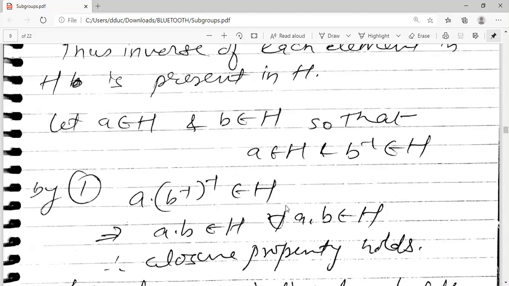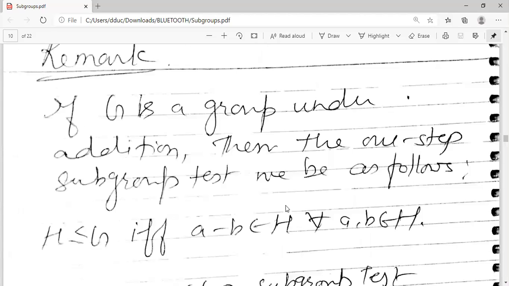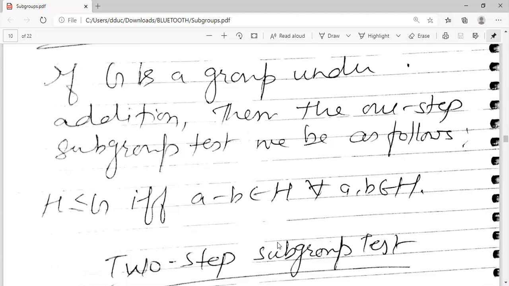Let us see that remark again. If G is a group under addition, then the one-step subgroup test will be like this. H is a subgroup of G if and only if A minus B belongs to H for every A, B belongs to H. So both the statements are the same, they have the same meaning, just they look different to you because the binary operation is different. In the theorem, we were using multiplication, but here we are using addition. So this is the change.